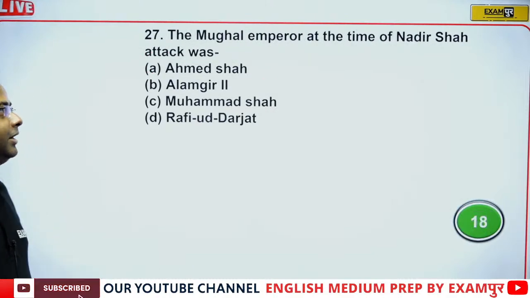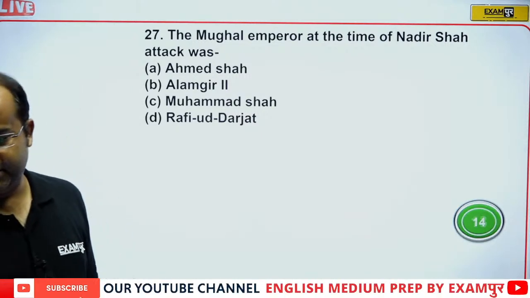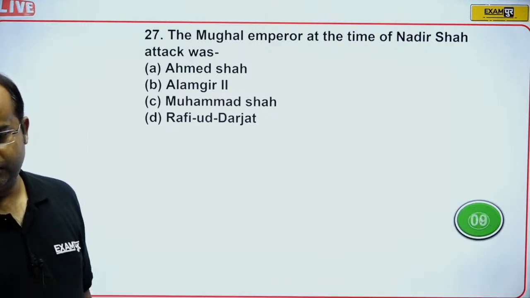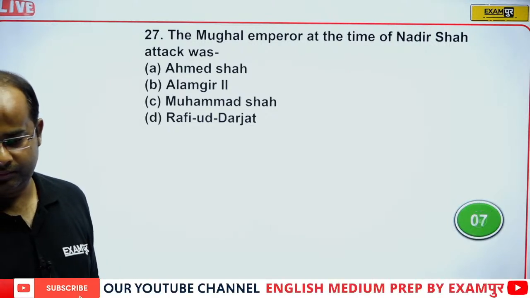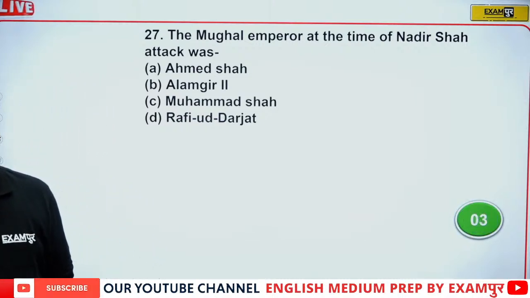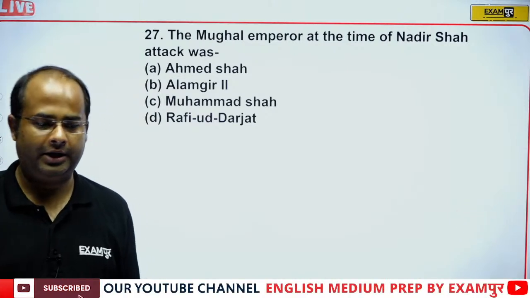Now, in the time period of which Mughal ruler did Nadir Shah invade India? Is it Ahmad Shah, Alamgir II, Muhammad Shah, or Rafi-ud-Darajat?